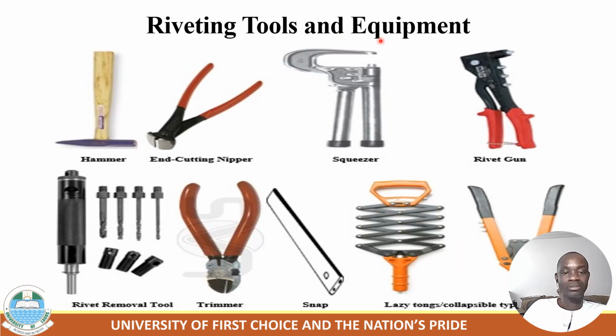Rivet tools and equipment. All these are riveting tools and equipment. These are a hammer, a hand cutting nipper, a squeezer, a rivet gun, a trimmer, a snap, lacing tongue, among others. All these are hand tools for the riveting operation. Also, we have powerful equipment used for the construction of bridges, and industrial rivet equipment is also available. The hand tools are all these ones.